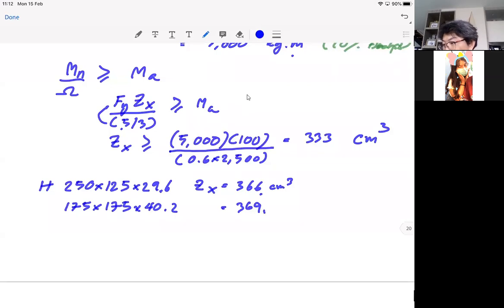It would never be a good idea to use this one as a beam, because not only will it be heavy, but it will also not be beneficial, especially when you need to check deflection.